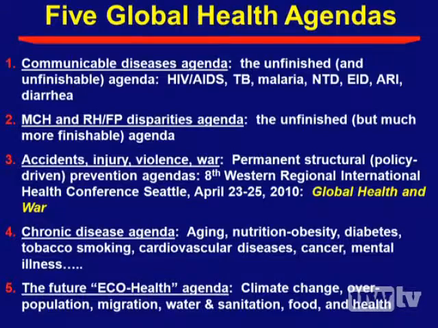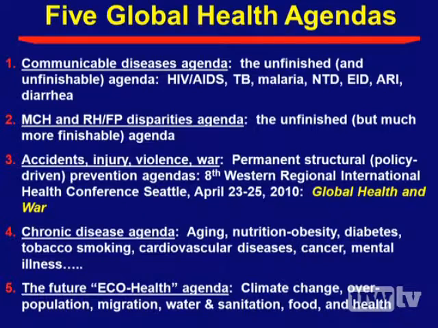The next is maternal and child health and reproductive health and family planning. And that's considered a more finishable but also unfinished agenda. Recently, the Gates Foundation, Melinda Gates in particular, attracted a lot of interest and enthusiasm in announcing that the foundation will be investing $1.5 billion in this area over the next 5 years. And there's been a lot of interesting progress in this area.